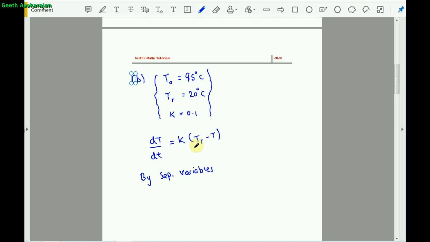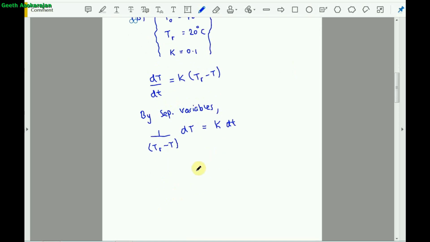so bearing in mind TR is a constant, that is the room temperature, capital K, or K, is a proportionality constant. Let me bring the TR minus T though to the left hand side. So retaining the dT on the left, I'm going to have 1 over TR minus capital T dT, and that is equal to, keeping the constant K on the right, however bringing the dt to the right, dt. So I've separated the variables, and let's integrate both sides.